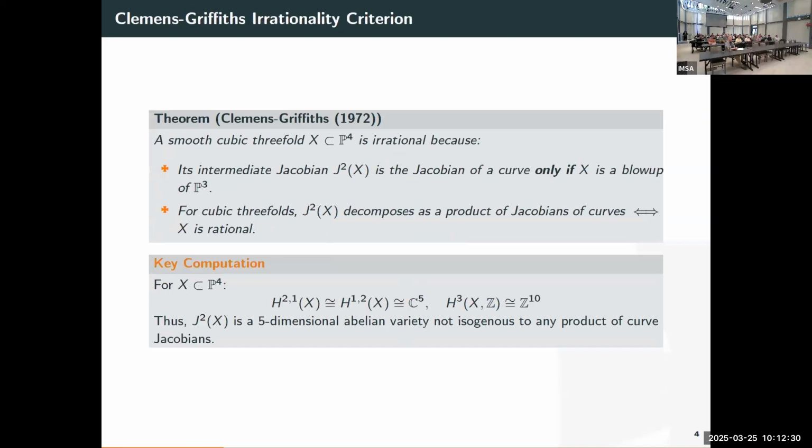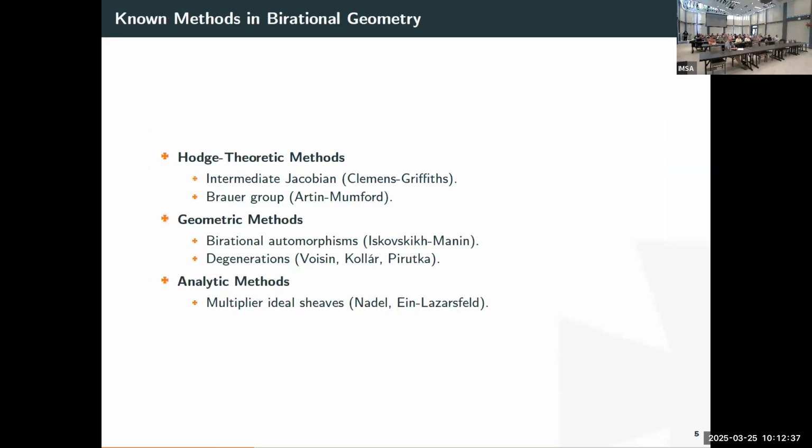So now, this is something that I already mentioned to you. And there are many ways in which you can study rationality questions. I'm certain that I have missed some of them. So, we already mentioned the method of intermediate Jacobian. Approximately at the same time, the Artin and Mumford example of a conic bundle was introduced, where the torsion in homology was used as a birational invariant.